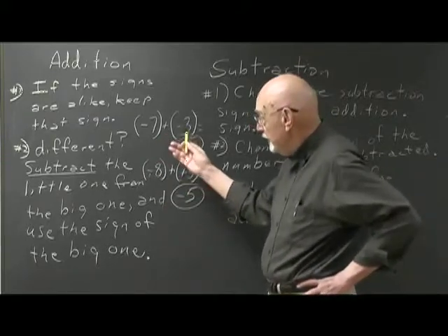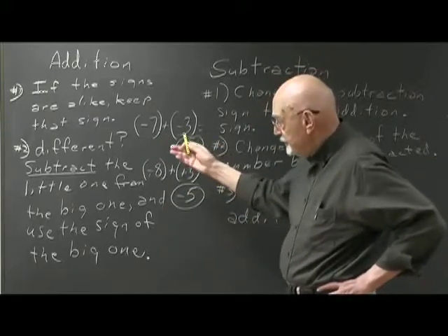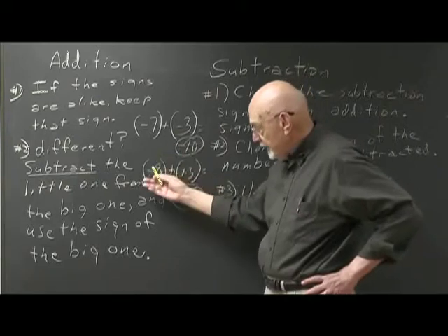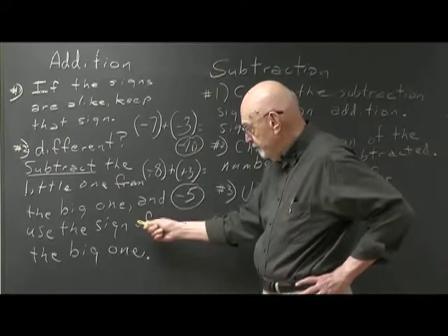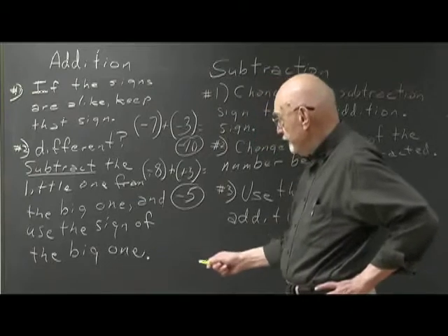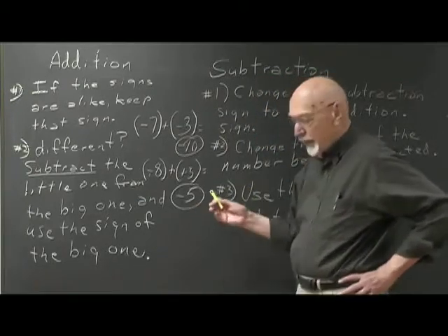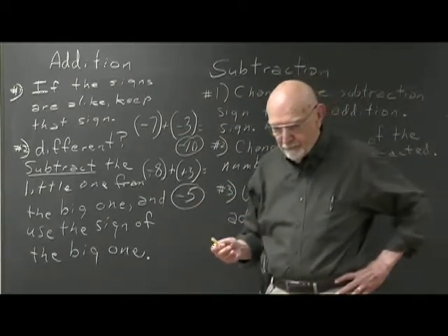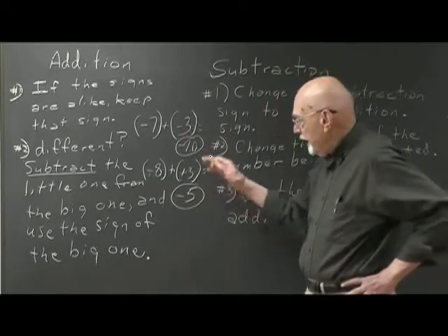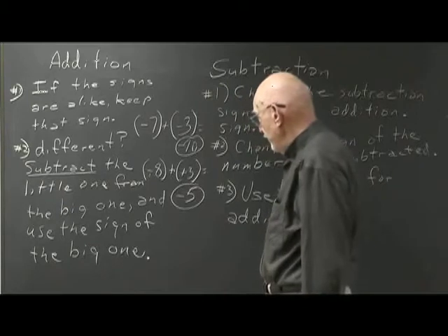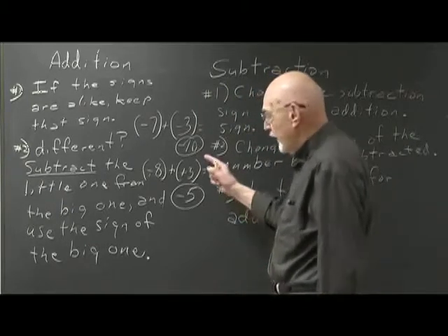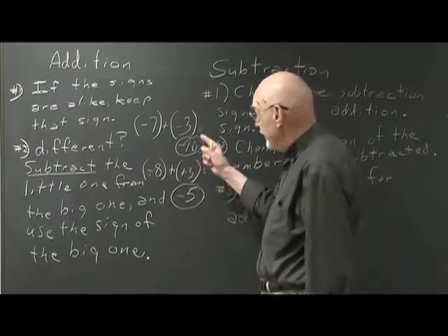So you want to write down the rules, these rules. If the signs are alike, keep that sign. If the signs are different, subtract the little one from the big one and use the sign of the big one. The words are helpful, but the examples you write are the most helpful. Let's do one more example of each type.